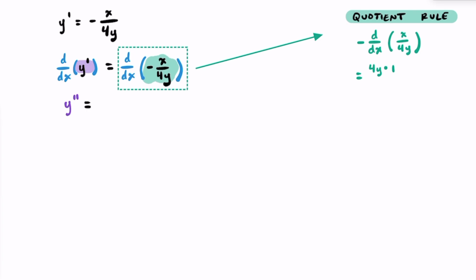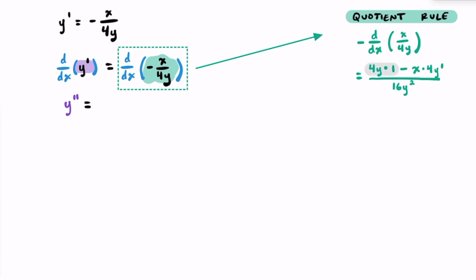Now that we have the denominator multiplied by the derivative of the numerator, let's find the difference of that with the numerator, which is x, multiplied by the derivative of the denominator. Now, the derivative of 4y is going to be 4 dy dx, or 4y prime, all right? But just remember, if you take the derivative of anything with a y in it, we have to have that dy dx, or y prime for short. And then don't forget, when we're dealing with the quotient rule, in the denominator we're going to have the denominator squared. So if you square 4y, that's going to be 16y to the second power.